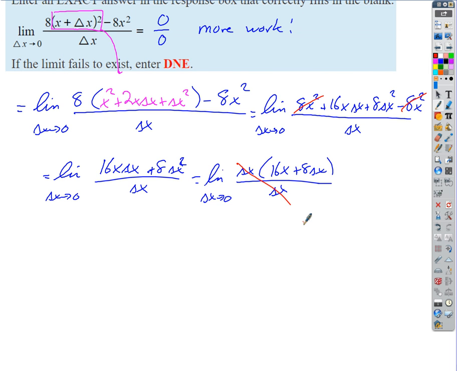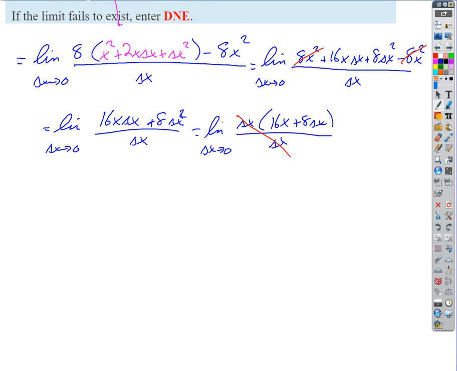And so now if we take our limit, what happens? Well, that term is going to go to 0, isn't it? And so we're left with 16x.